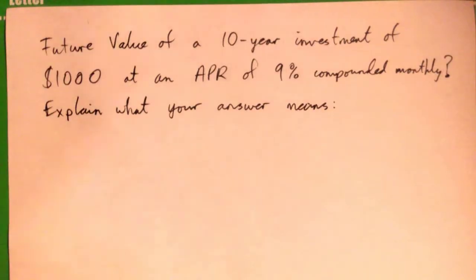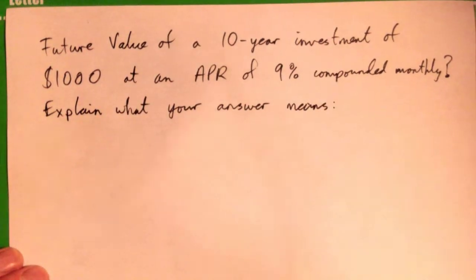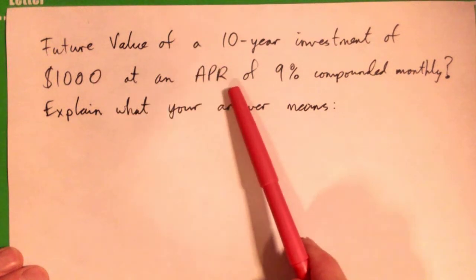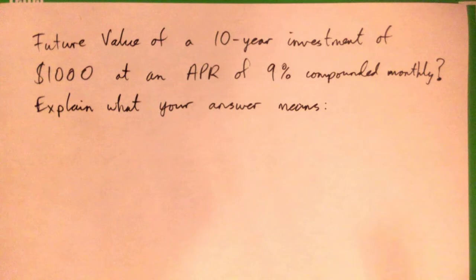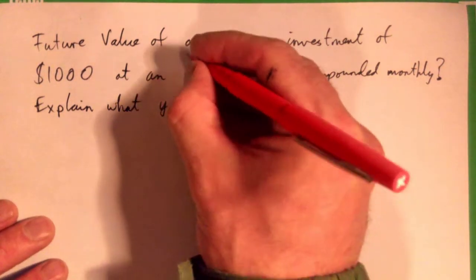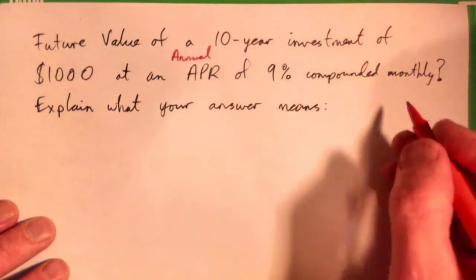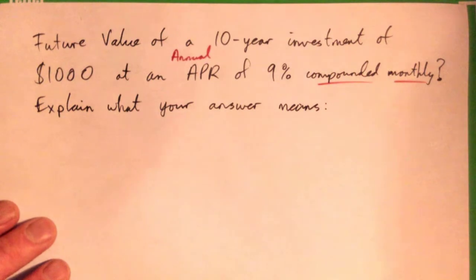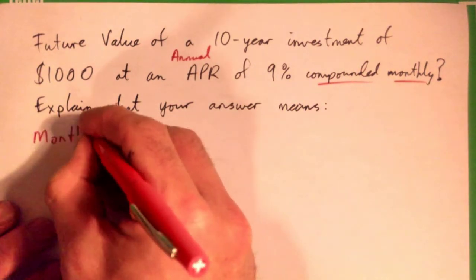So the first thing I want you to do on this one is to realize this is APR, which means annual percentage rate, but this is compounded monthly. Pause. So that's the key. This is annual percentage rate. Annual percentage rate. This is compounded monthly. What that means is you need to first get the monthly interest rate.